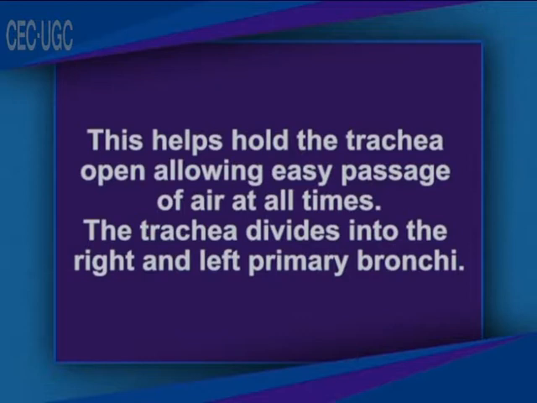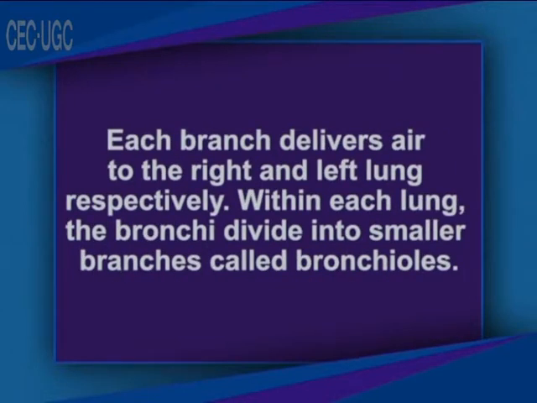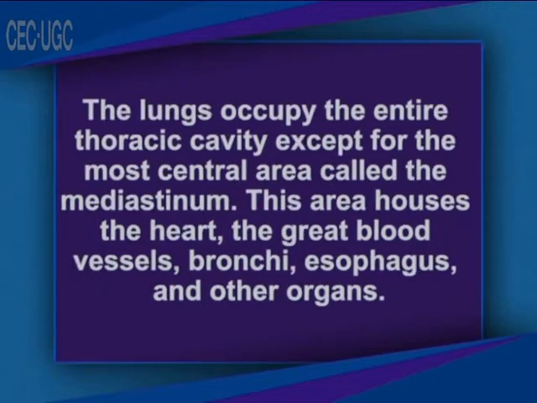The trachea divides into the right and left primary bronchi. Each branch delivers air to the right and left lung respectively. Within each lung, the bronchi divide into smaller branches called bronchioles. The lungs occupy the entire thoracic cavity except for the most central area called the mediastinum. This area houses the heart, the great blood vessels, bronchi, esophagus, and other organs.